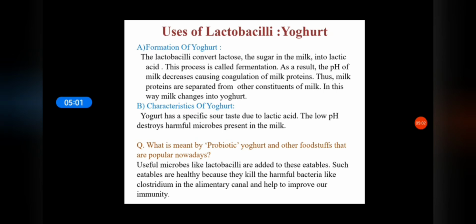What is meant by probiotic yogurt and other foodstuffs? The useful microbes like lactobacilli are added to eatables like yogurt and other foodstuffs. And such eatables become healthy as they kill harmful bacteria like Clostridium in the alimentary canal and help to improve our immunity. But sometimes yogurt becomes bitter and froths up. This is because of excessive fermentation and more production of lactic acid. Such yogurt becomes unsuitable for consumption.